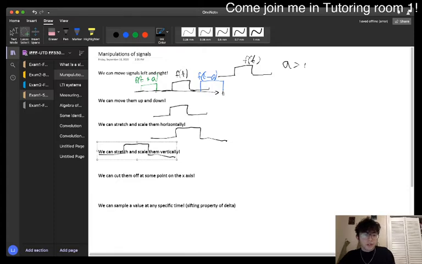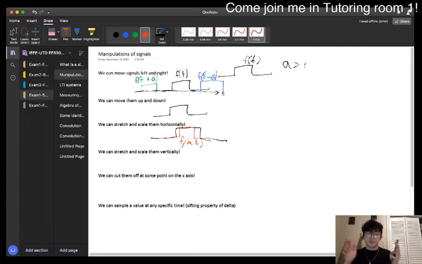Yeah, so we can stretch and scale things horizontally. So this would be a stretch that looks like this one. Let me make this red, green, red. So this one would be f of at. So we're scaling our time variable up. It's going to get bigger, so everything's going to move faster, so things are going to shrink in time. It's going to get smaller horizontally.